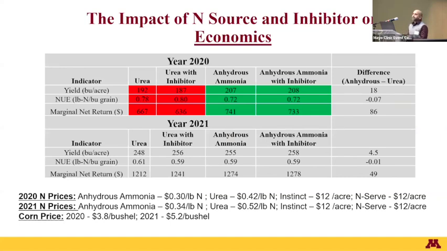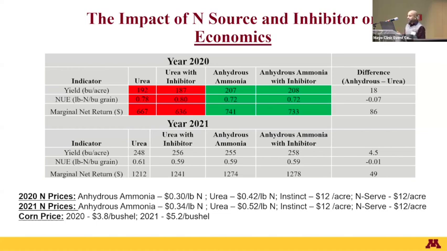Then we also calculated the effect of nitrogen source and inhibitors on economics. This table here shows the yield, nitrogen use efficiency, and marginal net return among the anhydrous and urea treatments with and without inhibitors. The red and green colors here indicate the significant differences between nitrogen sources. As you can see, in 2020, the anhydrous ammonia produced 18 bushels per acre more yield and generated $86 per acre additional income as compared to urea. However, there was no significant economic difference observed in 2021.